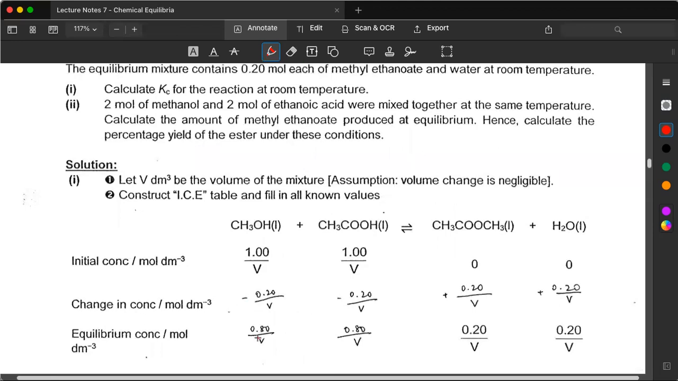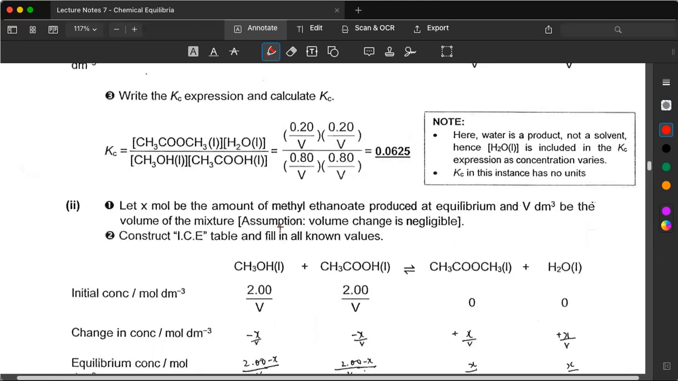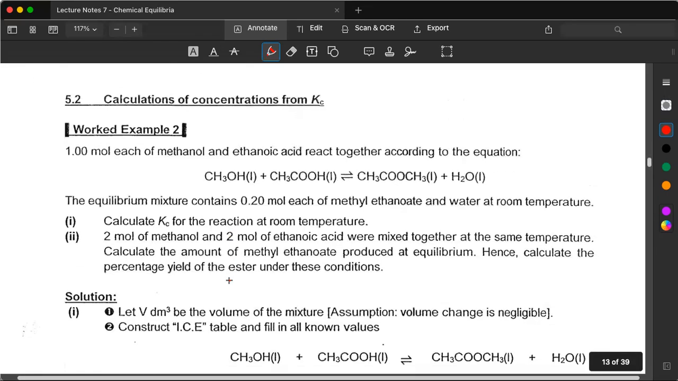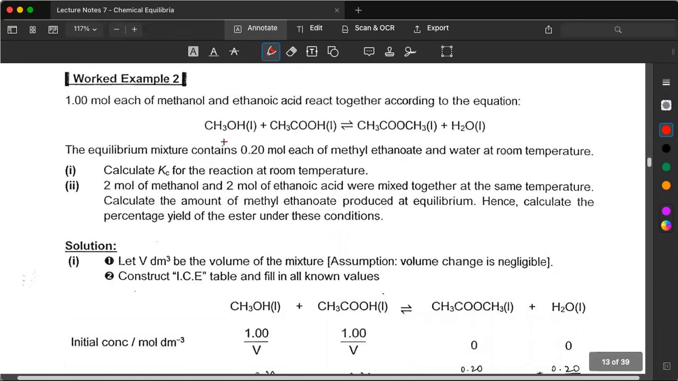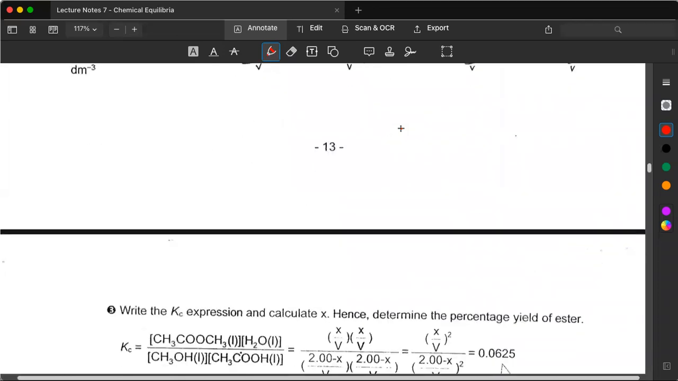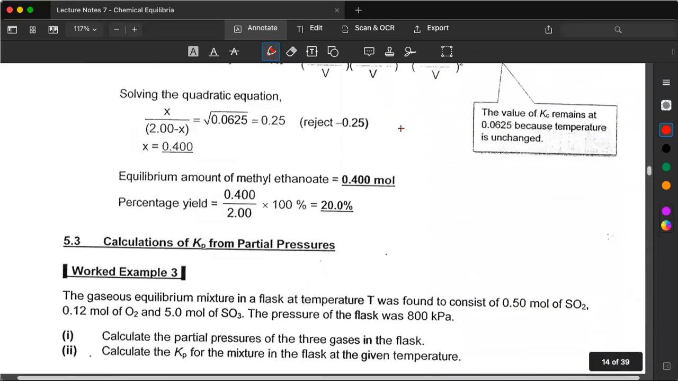Why is it 2? You know why 2 or not? It's 2 because you are given 2 mole and 2 mole of these, so the mole ratio is 1 to 1, so you expect to get 2. But you know percentage cannot be 100% anyway. It's a reversible reaction. Yield will be even lower.